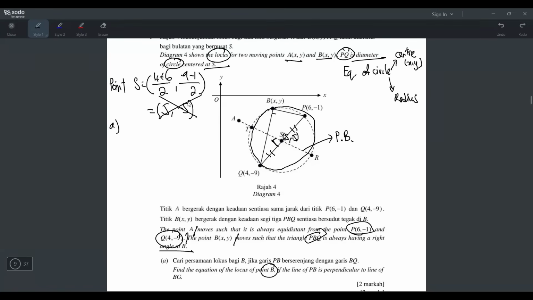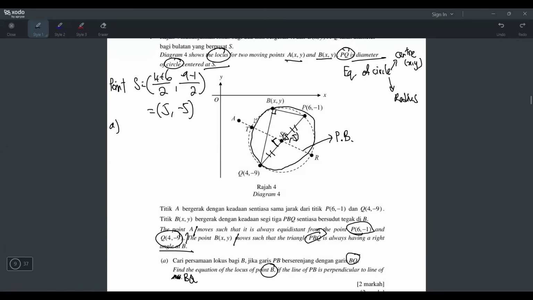So I don't think I'll be using, wait, I'll be using this also because this is the center of circle, right? And then they say if the line of PB is perpendicular to line BQ. PB is also B. I think this one is BQ. Because in the Bahasa Melayu they write BQ, so the English should be BQ also. So this one is 90 degree.